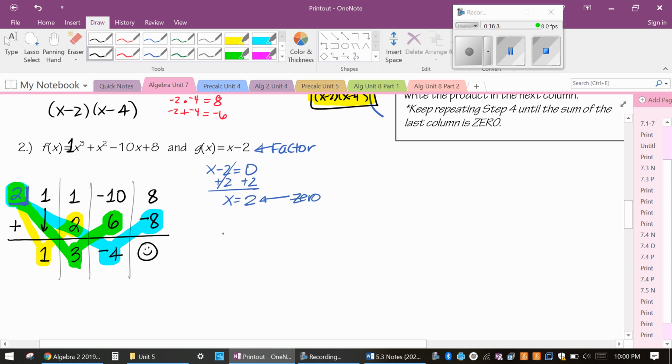Now remember, the highest exponent of f of x was x cubed. Remember, they wanted you to divide. g of x, the highest exponent, was x to the first power. When you divide a cubic by a linear term, your answer is going to be an x squared. So these are the coefficients. This 1, 3, and negative 4 are the coefficients for a quadratic.